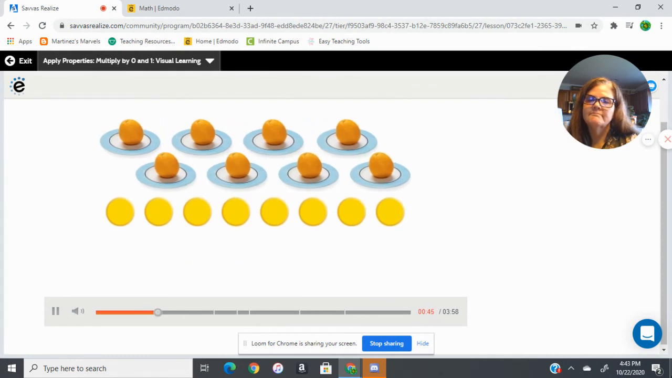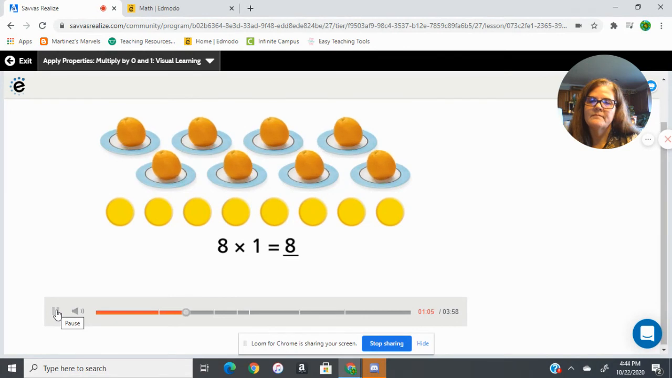What operation should you choose to answer this problem? Okay. Use multiplication to find 8 times 1. 8 groups with 1 in each group makes 8 in all. Kira has 8 oranges.